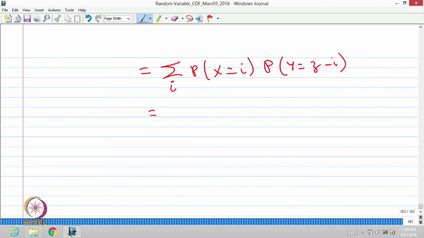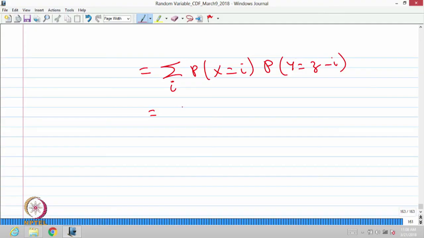Now, you can use a binomial distribution probability mass function for x as well as y. That is what we have not discussed in many problems in the earlier modules when we started discussing the standard distributions, because in the whole course we will be using those distributions again and again. So, those who remember the probability mass function of binomial distribution, you can directly write that: nCi p power i, 1 minus p power n minus i.